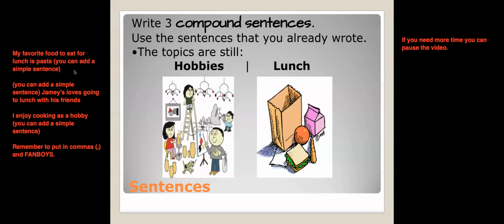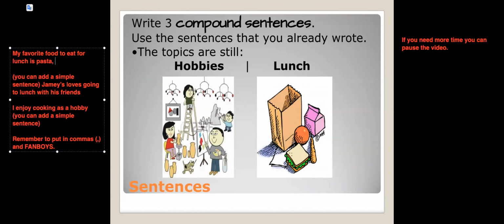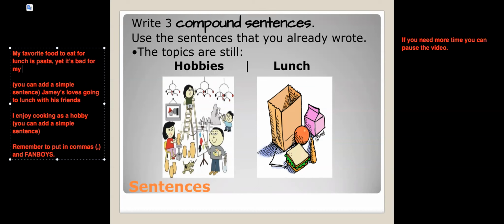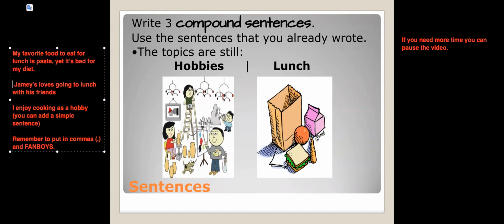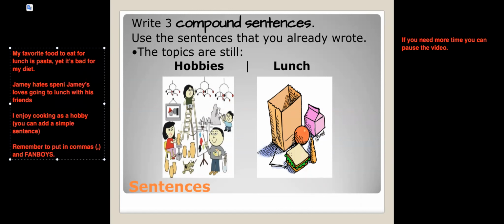All right, I think that's enough time. So I'm going to show you my new sentences. I'm going to add a comma here. My favorite food to eat for lunch is pasta, yet it's bad for my diet. And here I'm going to add another simple sentence, or independent clause. Jamie hates spending money on food, but Jamie loves going to lunch with his friends.